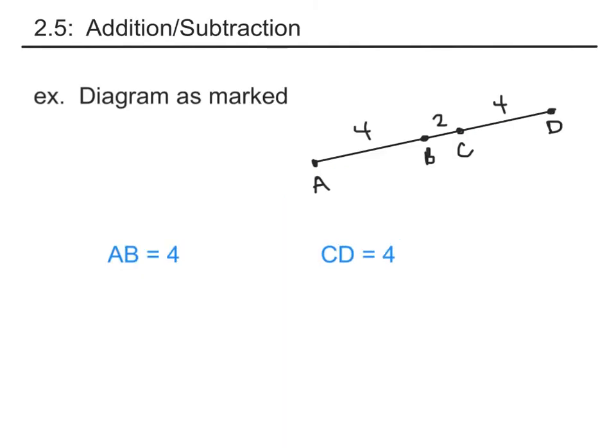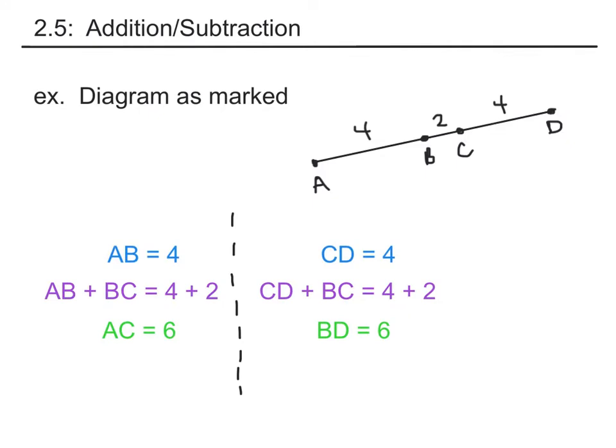So let's take a look at what the addition and subtraction properties in section 2.5 say. So here's my given diagram. Hopefully it's obvious, right? AB has a length of 4, segment CD has a length of 4 as well. So we could say that these segments are congruent.